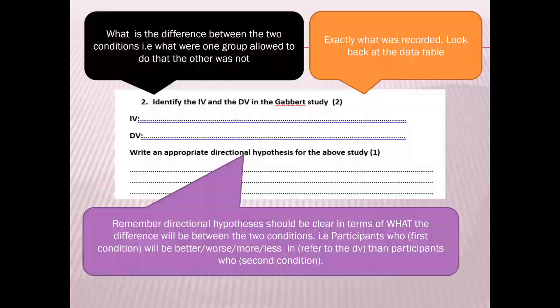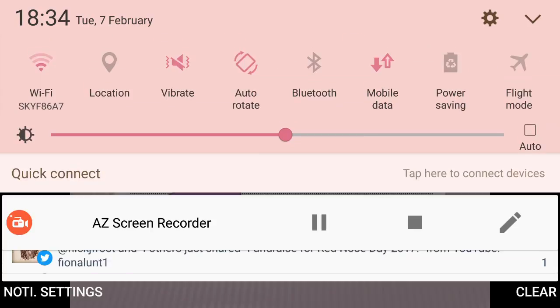Then we need to try and create a directional hypothesis. So a directional hypothesis should be clear in terms of what the difference is going to be between the two conditions, i.e., participants who are in the first condition will do better, worse, more or less, and at that point we refer to the dependent variable, than participants who are in the second condition. So if you've got the IV and the DV absolutely spot on, that directional hypothesis should cause you no problems at all, okay? So if everybody just answers that question for me now, and then we'll resume in a second.